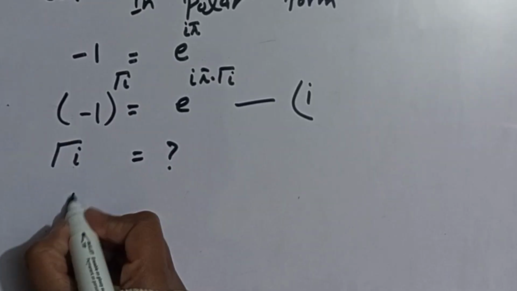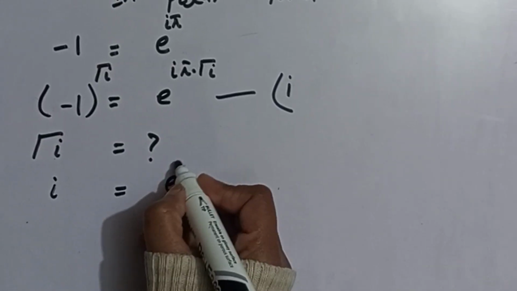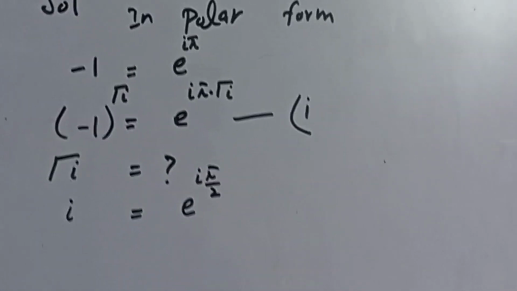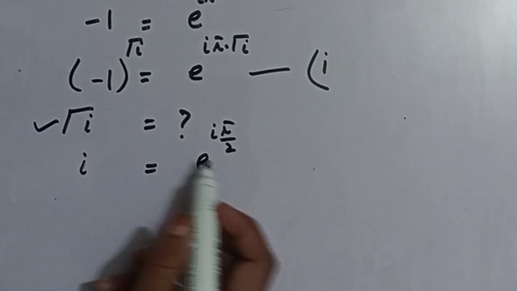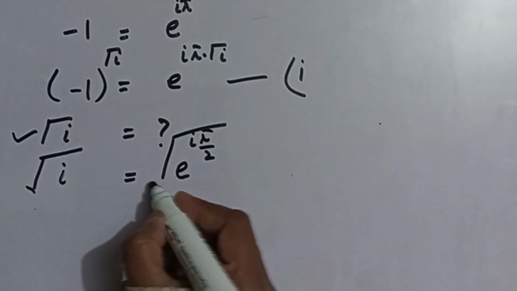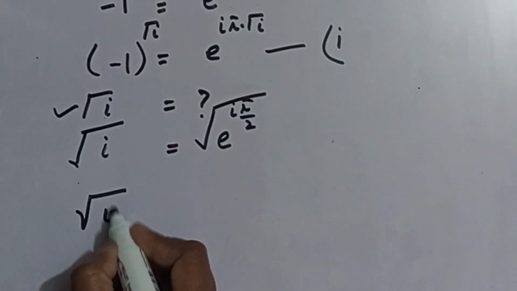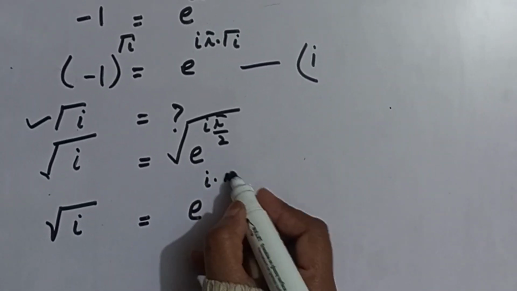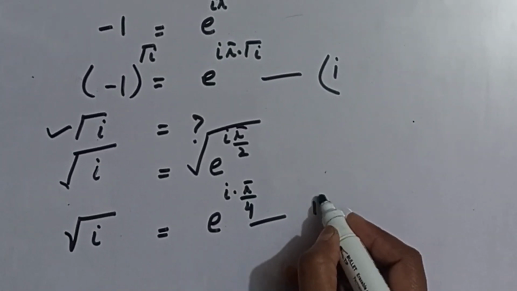We know that iota in polar form is equal to e raised to the power iota multiplied by pi over 2. We want to find the value of this one, so we take a square root on both sides of this equation. So square root iota is equal to e raised to the power iota multiplied by pi over 4, and we call this our equation number 2.